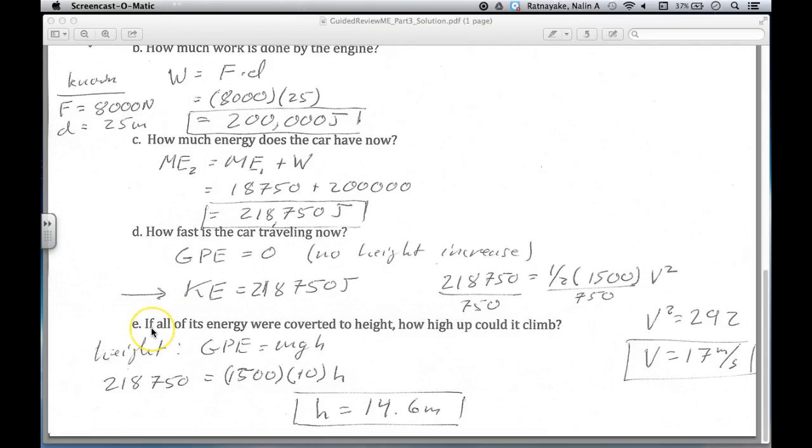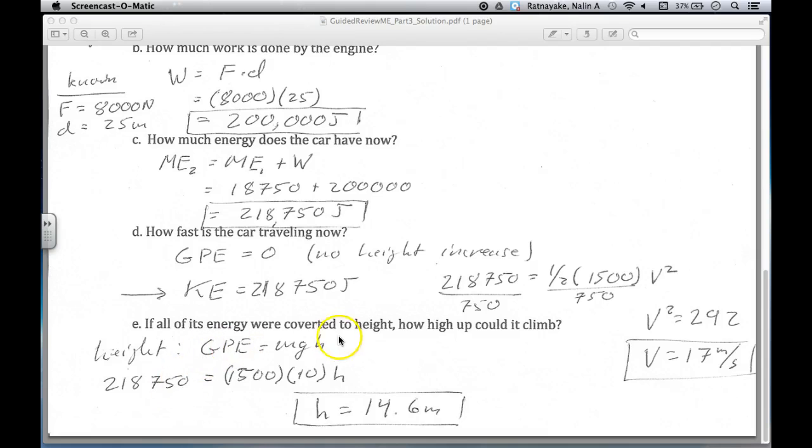Part E is a hypothetical. If all of its energy were converted to height, how high up could it climb? So now we're talking about height. And this part E is saying, well, if we took all of the energy we have, how much energy do we have? We have 218,750 joules of mechanical energy. And we spent all of that energy on height. The energy associated with height is GPE. How high up could it climb?